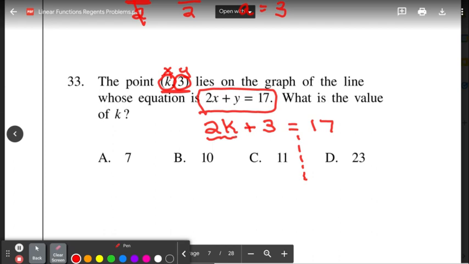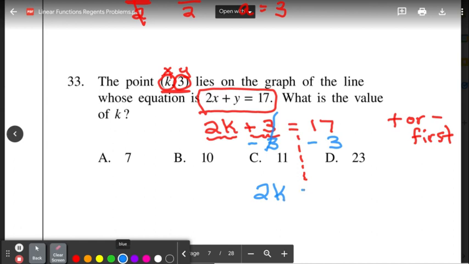Now we have a multiply and we have an add. You have to go in a specific order. You do plus or minus first. Do your division at the end. So what I'm going to do here is minus 3. When you're solving an equation, whatever you do on one side, you have to do on the other. So I have 2 times k equals 14. So to get k by itself, now I look at this. This is 2 times k. The opposite of times is divide. Whatever you do on one side, you have to do on the other. So I end up with k equals 7.